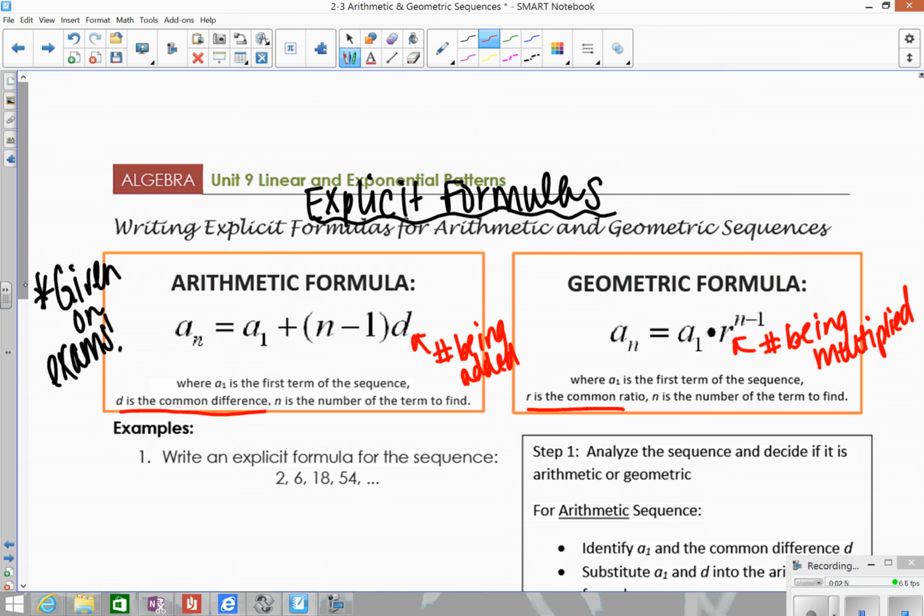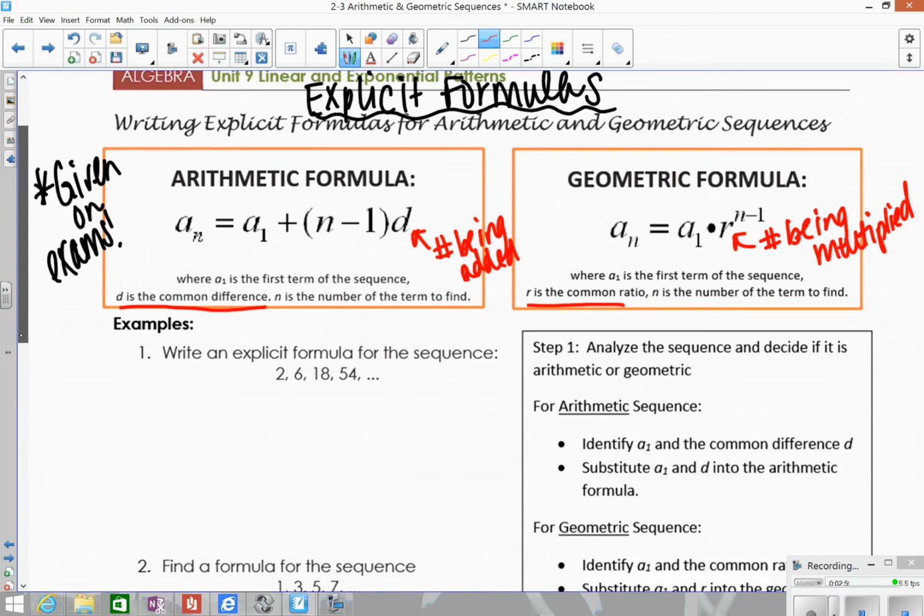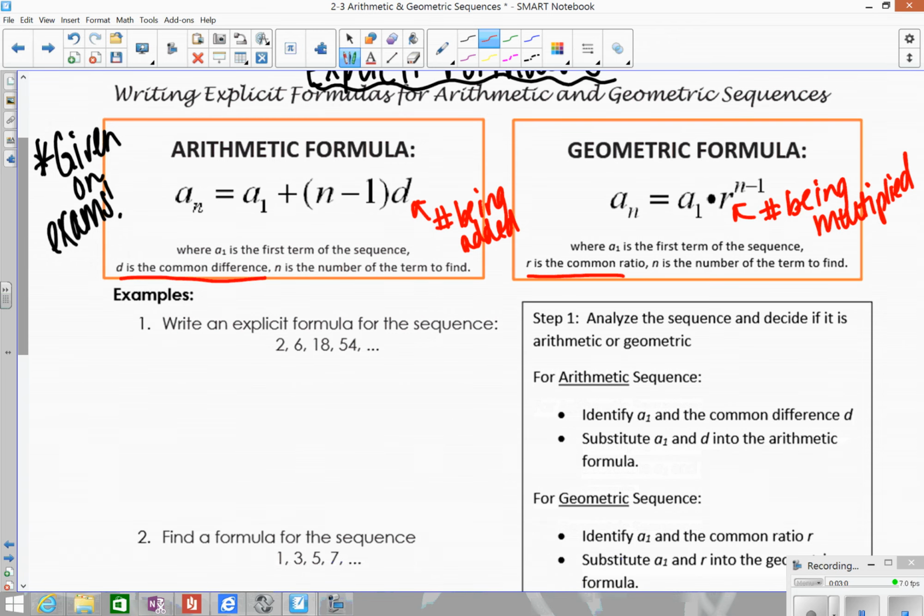So let's try some examples using these formulas. The first thing you always need to do is analyze the sequence and decide, is it arithmetic or geometric? If it's arithmetic, we'll use our arithmetic formula. If geometric, we'll use the geometric formula. So I need to decide, is there a number being added or multiplied each time to get this sequence?